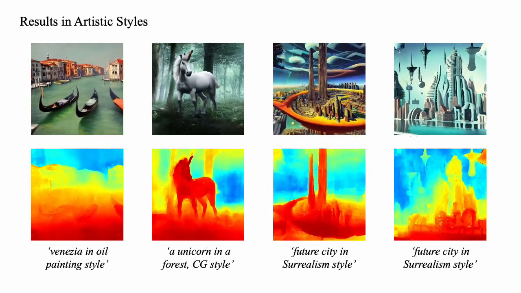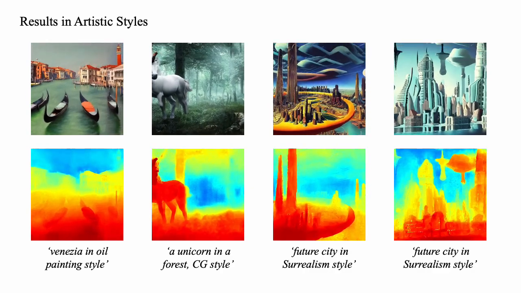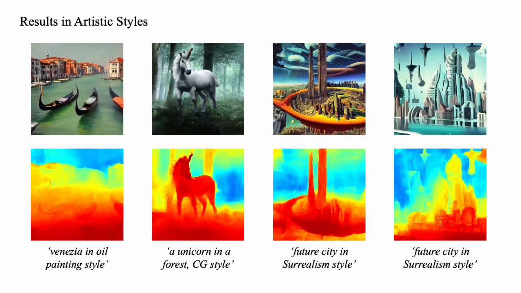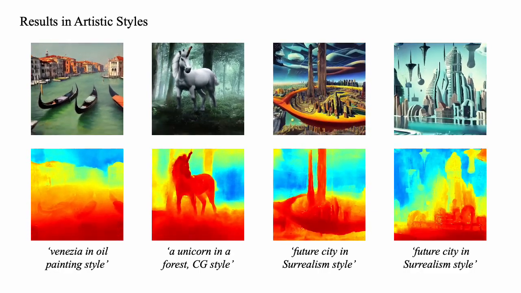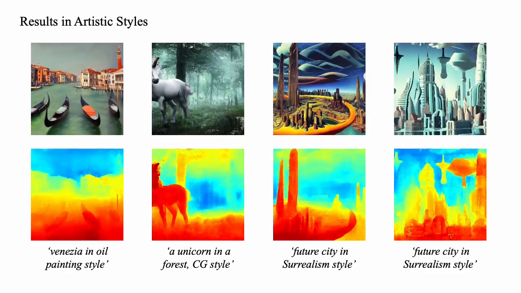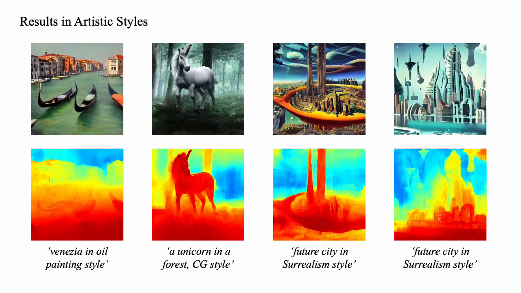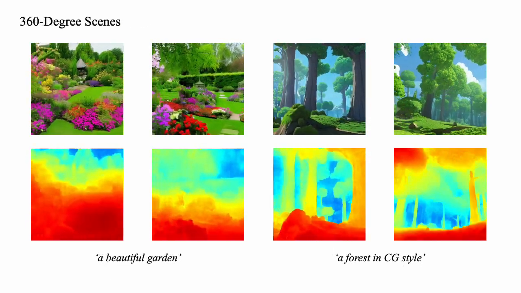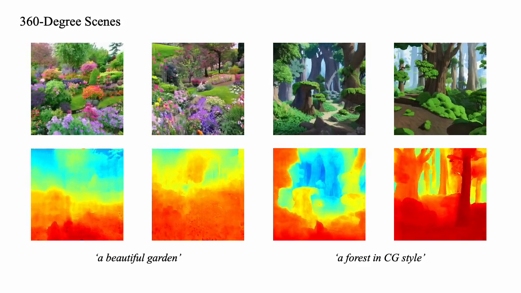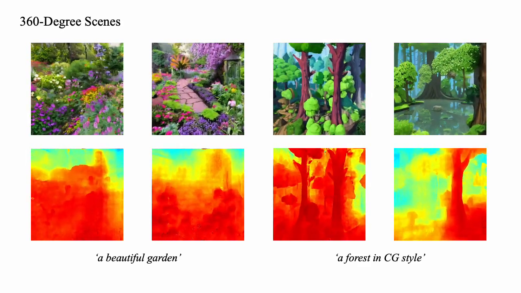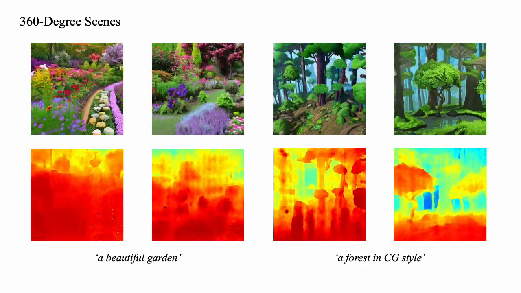Additionally, our Text2NeRF can also generate 3D scenes in some artistic styles, such as, Venezia in oil painting style, a unicorn in a forest, CG style, and future city and surrealism style. Furthermore, our method is not limited by the view range and can generate 360-degree scenes thanks to our progressive scene inpainting and updating strategy.